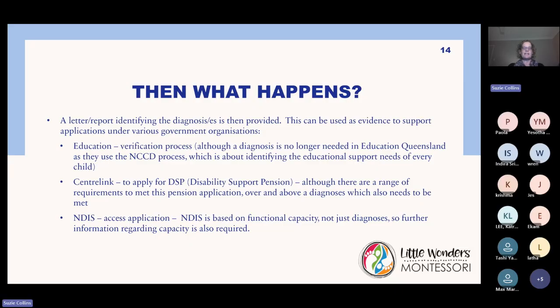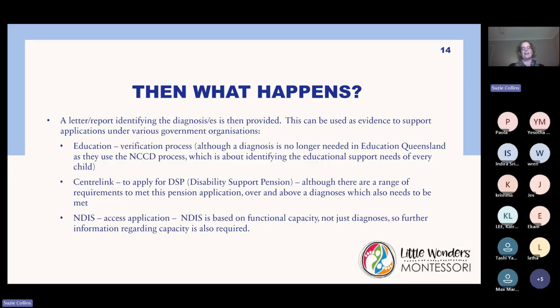For Centrelink purposes, most people are looking for a diagnosis when they want to apply for the disability support pension. Now, there's more that needs to be met to be successful in a disability support pension. There's a whole range of requirements, and a diagnosis is just one of those. So again, it's important to make sure that you're familiar with all of the information that's required in order to make that application. Similarly with the NDIS, the first process is an access application.